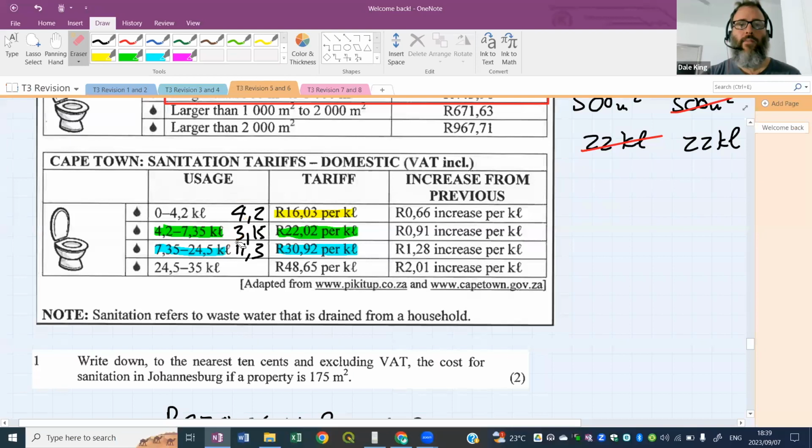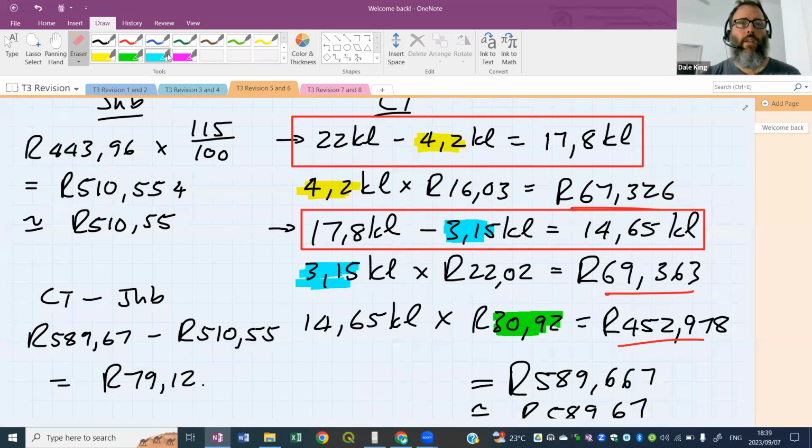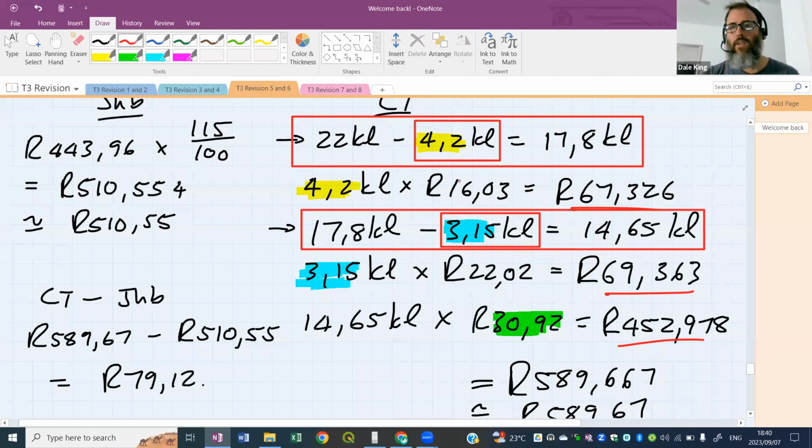So in this calculation, the 4.2 and 3.15, I knew I was going to work through all the water in there, so I had to know what those values are. You can work it out as you go, but I always recommend that if you're going to get a tariff question, find out what that water is.